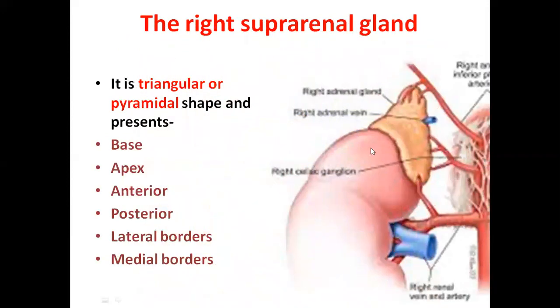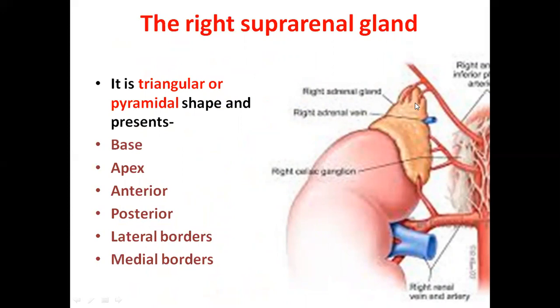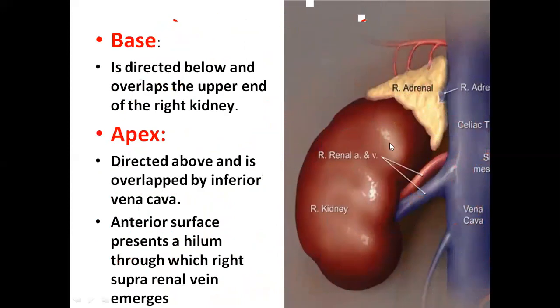The right suprarenal gland, as I told you, is pyramidal shaped and it presents base, apex, anterior surface, behind would be the posterior surface. This border is lateral border and near to the midline is medial border. Now coming to the base, it is directed below and it is overlapping the upper end of the right kidney. Apex is directed above and is overlapped by the inferior vena cava. The anterior surface is presenting a hilum to which the right suprarenal vein is emerging out, as you can see here.